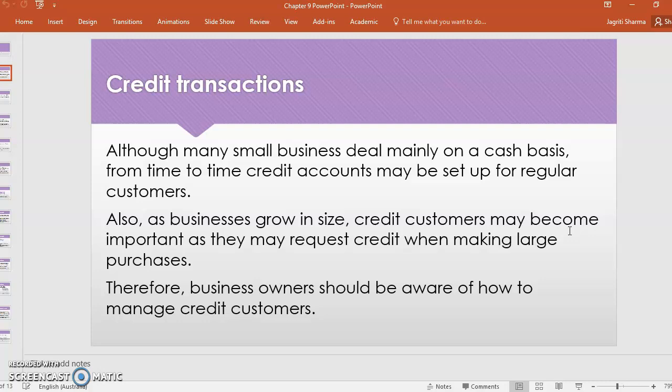Now, mainly because we are talking about small business owners, mostly they would sell the services or products on cash. However, if they do decide to sell them on credit, they will go under the sales and purchases journal.